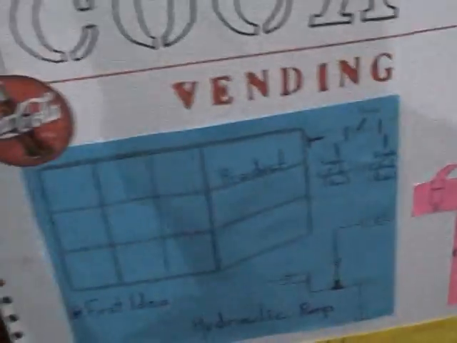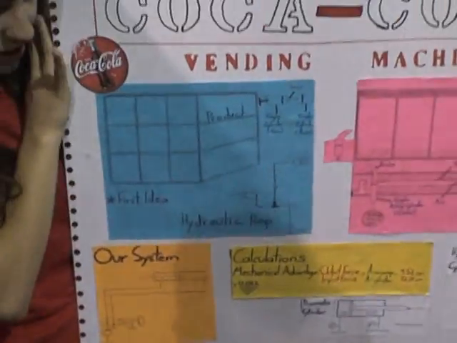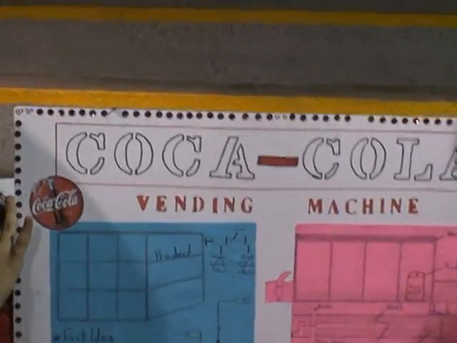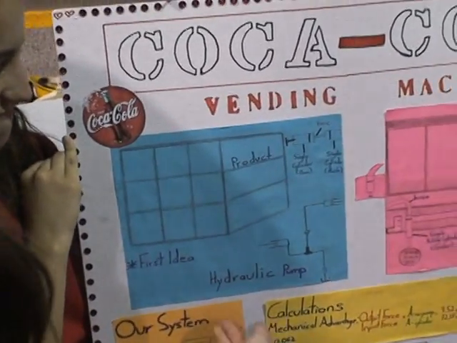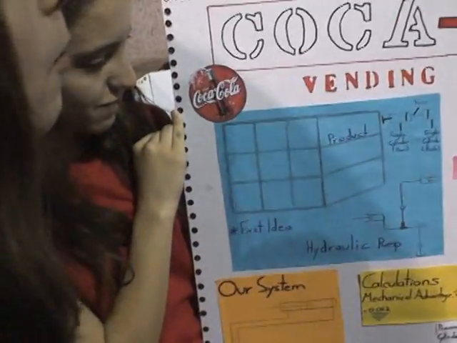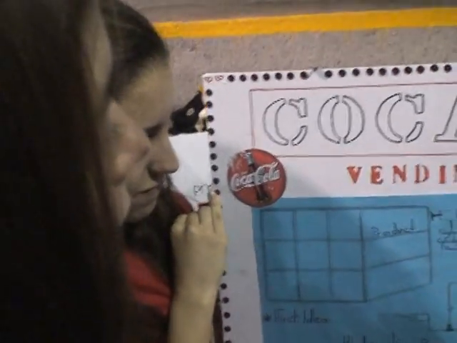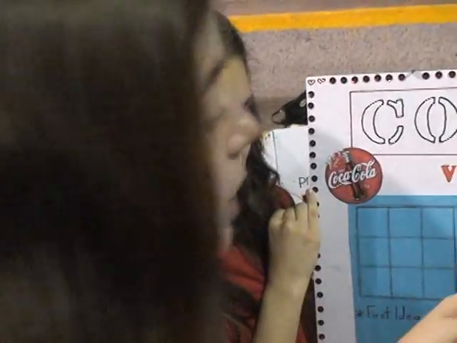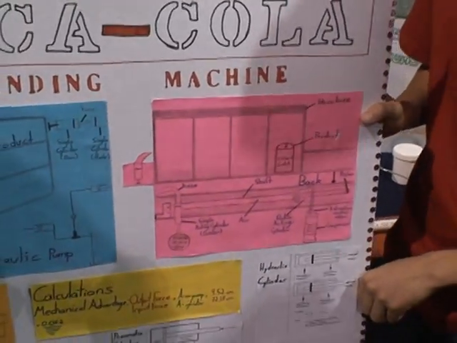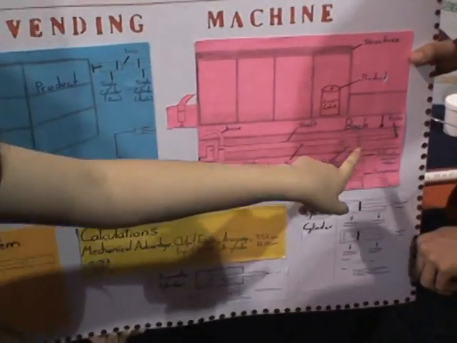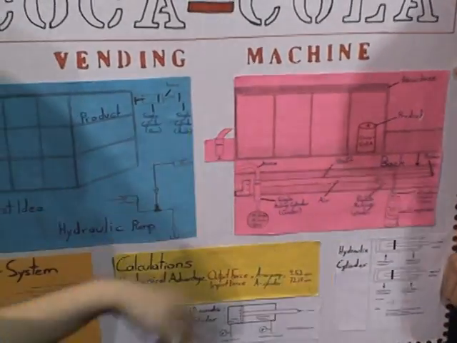Well, these are our drawings, our schematics. Our first idea was to build our machine in a vertical way with three floors and to put a hydraulic pump. But we changed the idea. We built the machine in a horizontal way. This is the structure and the products. It consists of two systems, pneumatic and hydraulic.